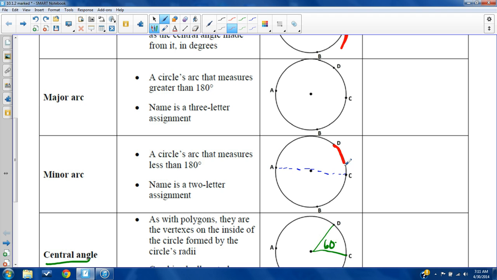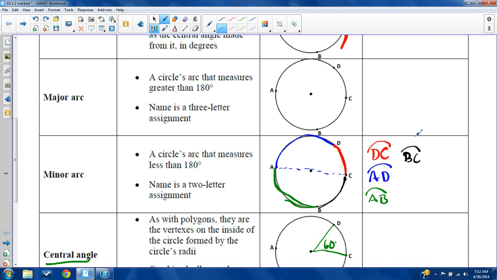I'll use my different colors here. DC is an example of an arc. And it's written like this, by the way. It's a 2-letter assignment. I go from endpoint to endpoint. DC is an example of a minor arc. AD, or DA, it doesn't matter which way you write it, is an example of a minor arc because they are less than 180 degrees. Remember, 180 is the semicircle. AB is a minor arc. BC is a minor arc.